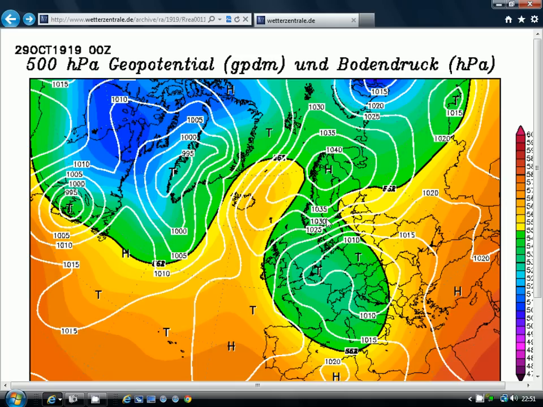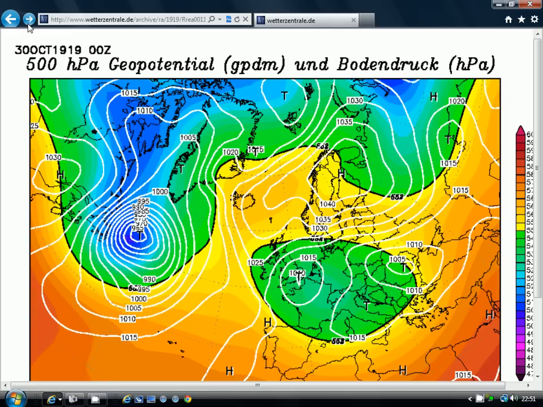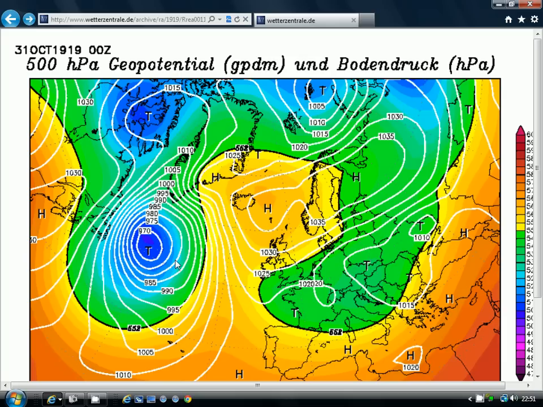It's just that it's been changing its position, going from the east to the west, back to the east again, then up to the north, and finally we end the month with the high pressure sitting over Scandinavia, bringing in this cold easterly wind. So as we go through toward the 30th and then the 31st of October, we've got a classic Scandinavian high here to end October 1919.